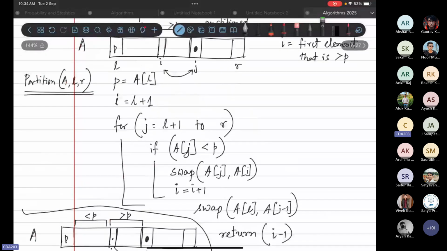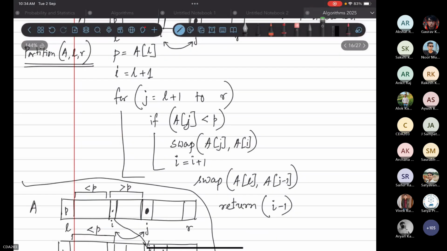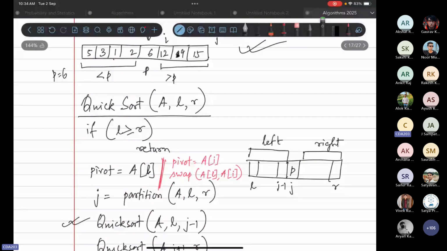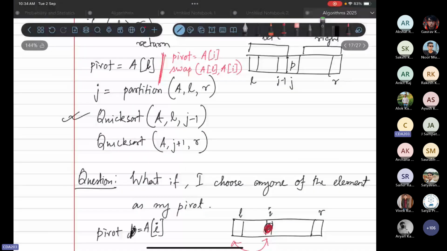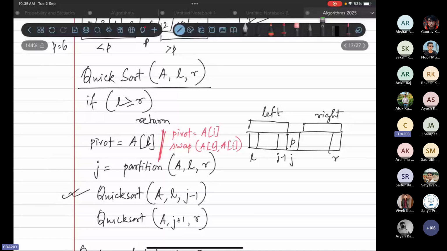We call it in place. When we do not use any extra array, then we call the sorting algorithm in place. An in place sorting algorithm is something good to have, because it uses less amount of memory. Okay, and I have written the pseudocode of this quicksort also.